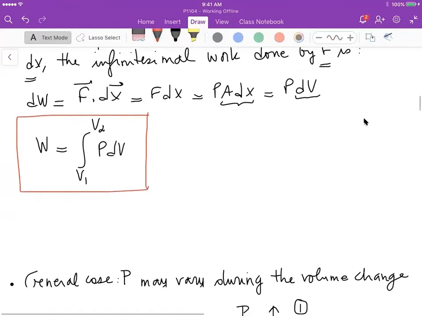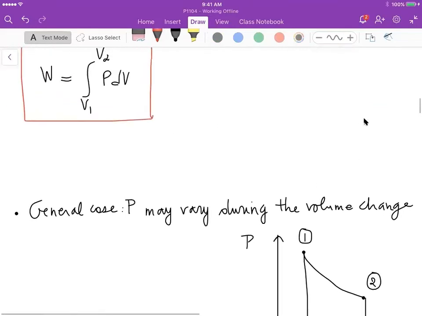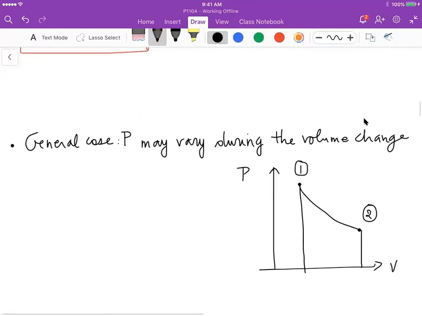Okay, now let's discuss two cases basically for this work. The general case is when the pressure can vary as a function of the volume. يعني ممكن يكون بالgeneral case هو بهالشكل التالي.